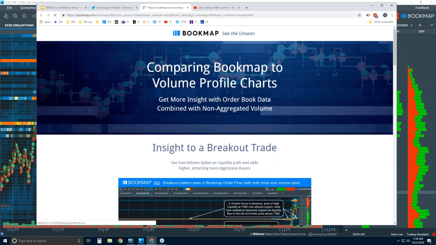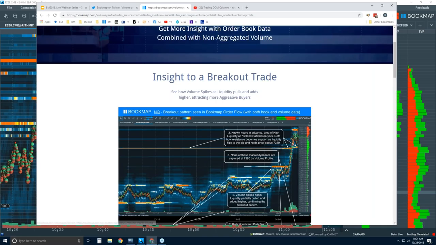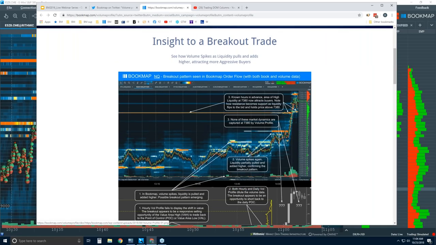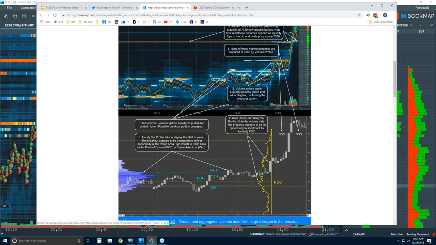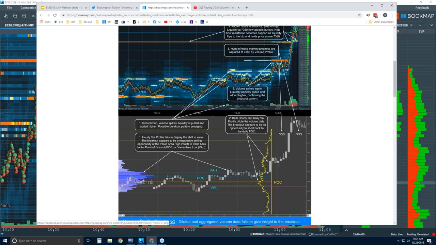Since volume profile is such a popular trading tool, we wanted to make the comparisons here because there's a lot that you're just not getting. I really like volume profile. I just think there's a lot of obscurity or opacity still within it. First off, the volume is not even separated by aggressor. Number two, you just don't understand where they're bidding and offering. It's just not there in the chart. And that's where Bookmap can be really helpful on all time frames.